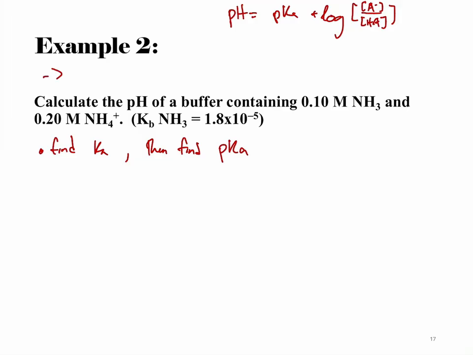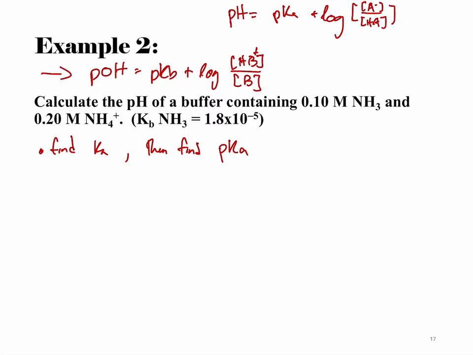Another way you could solve this is to use the Henderson-Hasselbalch equation to show that the pOH is equal to the pKb plus the logarithm of HB plus over B. So you could use the weak base Henderson-Hasselbalch equation, which wouldn't be a bad exam question, to do the exact same thing we did for our base equation that we did for our acid equation.